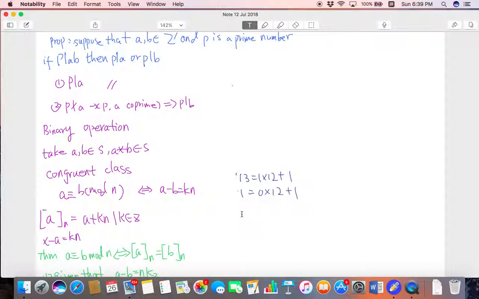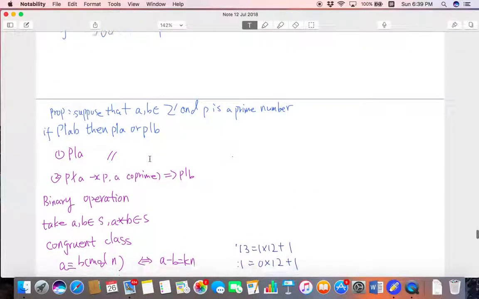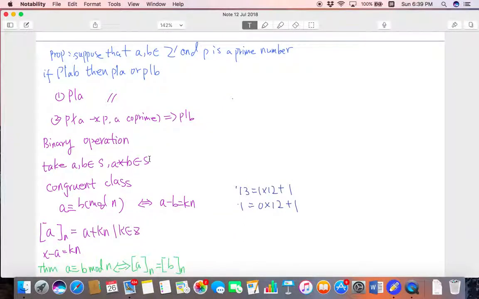So I would like to introduce a proposition first. This is related to the last video on abstract algebra. What it says is, suppose that there are two numbers a and b. They belong to the integers, and p is a prime number. If p divides a times b, then p divides a or p divides b.